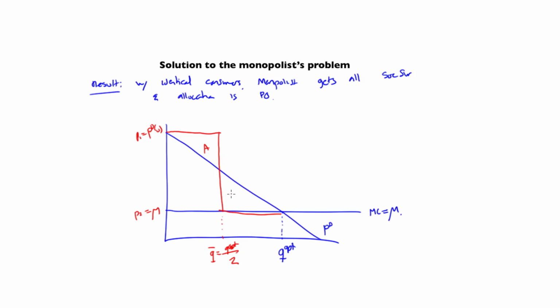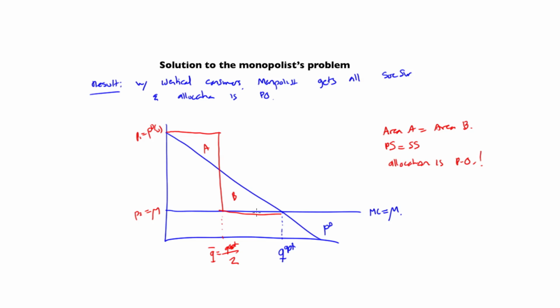Let me call this A and B. Then, what do we know? We know that with this linear demand function, area A is equal to area B. We know that all of the social surplus, which is equal to this triangle, goes to the producer. We know that the individual is indifferent between consuming 0 and consuming the optimal amount, so might as well consume the optimal amount. So we know that the allocation is also Pareto optimal.